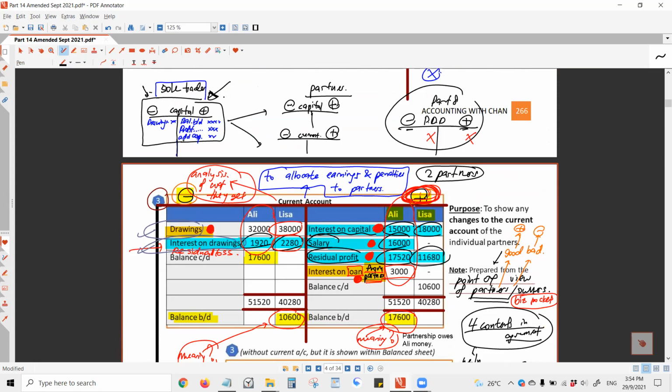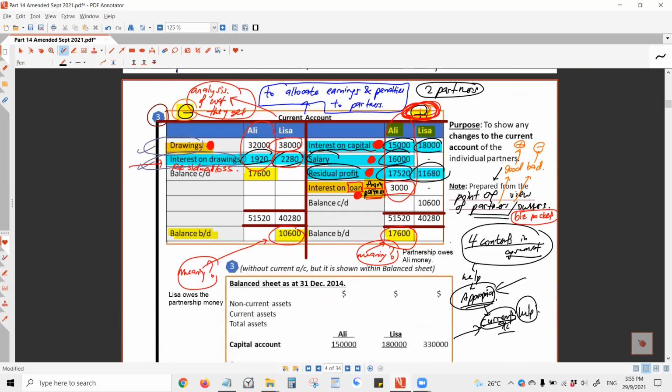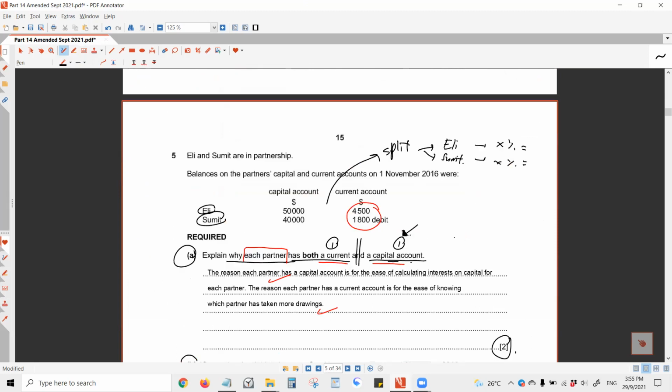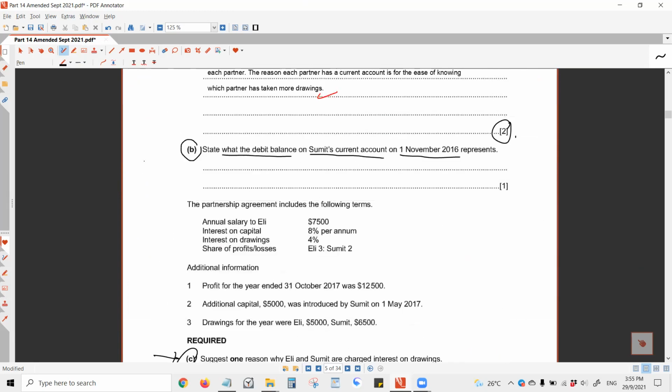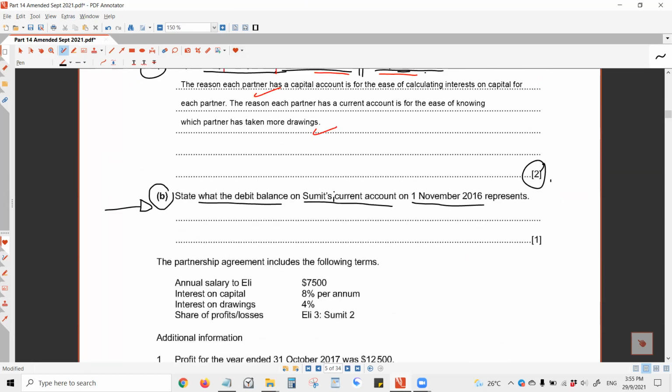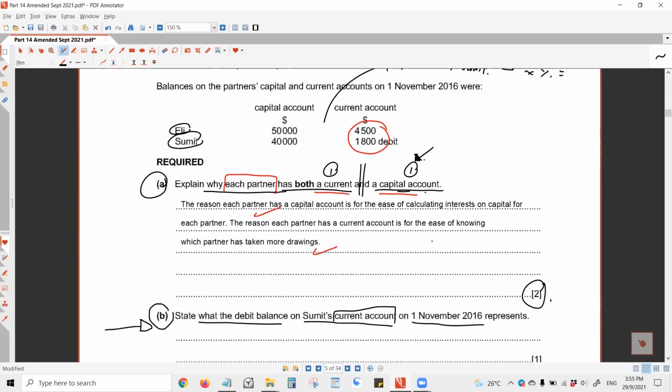We are doing fast-paced learning. So that's why I guide you through all the notes first, instead of doing questions once in a while. Now this page 268B, the debit balance on Sumit's current account is talking about which figure? It's talking about this figure. So it means Sumit is in a bad situation.